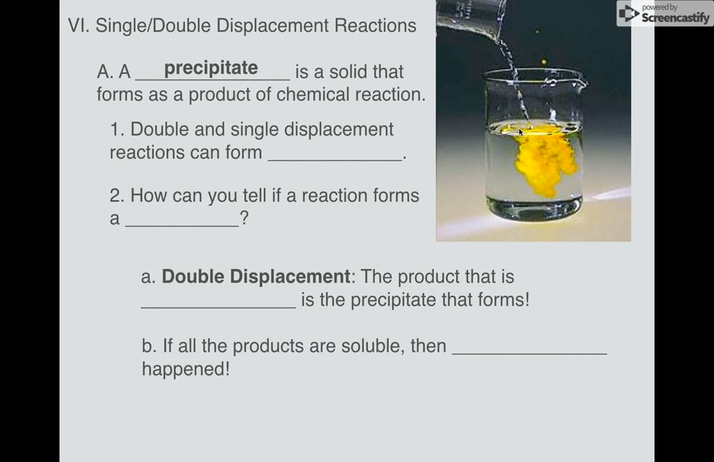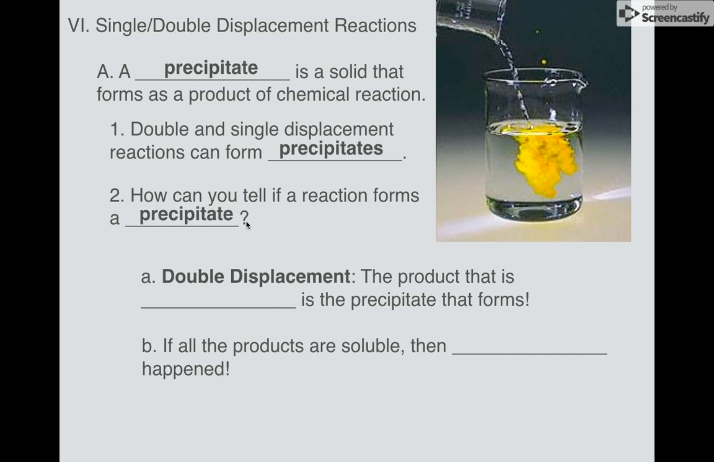If you look up the solubility of lead-2 iodide, it says lead-2 iodide doesn't dissolve in water. And so when you mix them together, even though the ions themselves might dissolve in water, you get this solid forming. That would be an example of a precipitate. Double and single displacement reactions can form things like precipitates.